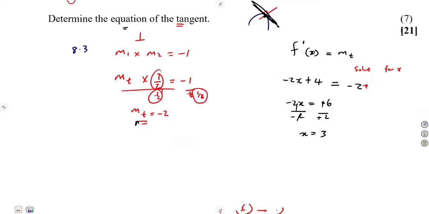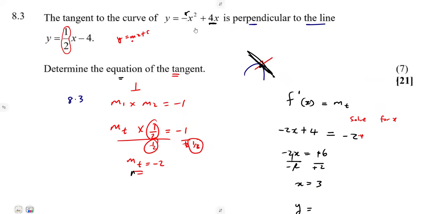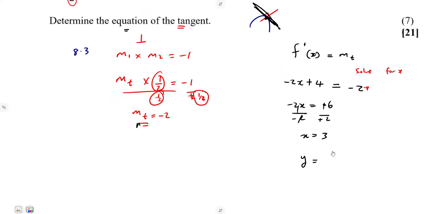All right. That's at what? X is equal to 3. So you can find the y value where x is equal to 3 by substituting into the original function where y is equal to what? Minus x squared plus 4x. So it's going to be minus our x is what? 3 plus 4x, 4 times 3.